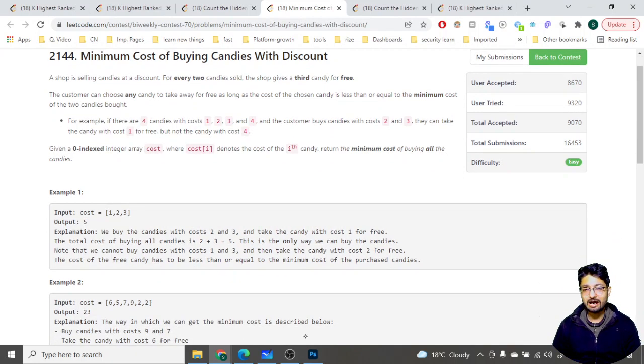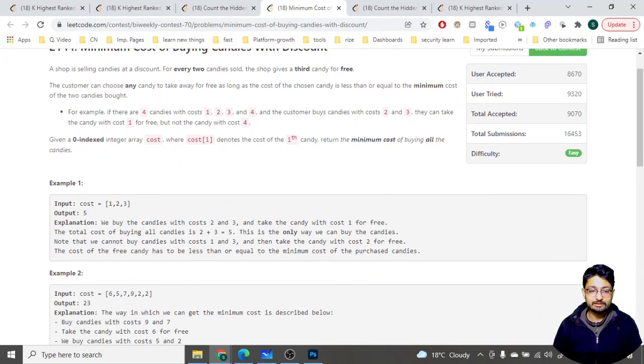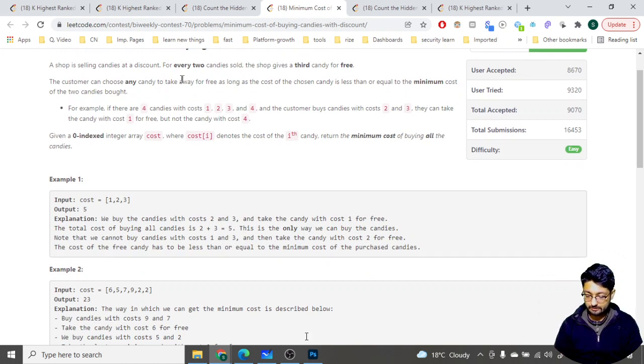It states that you are in a candy shop selling candies such that for every two candies that are sold, the shop will give a third candy for free. Now you can buy these candies in any order, but there's a condition in which this property will hold. That is, the customer can choose any candy to take away for free as long as the cost of the chosen candy is less than or equal to the minimum cost of the two bought candies. So let's say that the customer bought candies of 100 and 200. Now the customer can only get a candy for free which is less than or equal to 100.